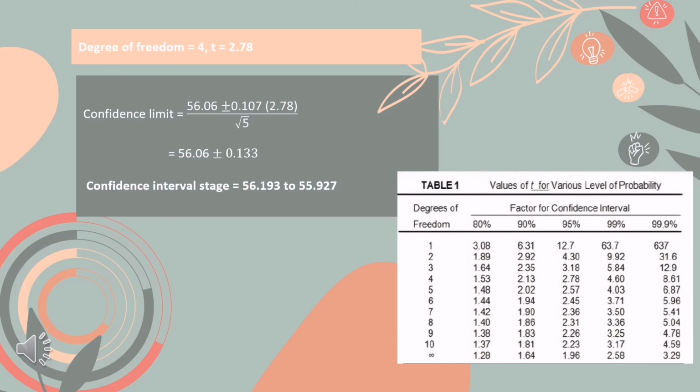Continuing that, we know that the degree of freedom is 4 and the T is 2.78. Using that, we calculate the confidence limit: 56.06 plus minus 0.17 times 2.78 divided by square root of 5, which gives 56.06 plus minus 0.133. So from that, we know that the confidence interval for student 1 is 56.193 to 55.927.